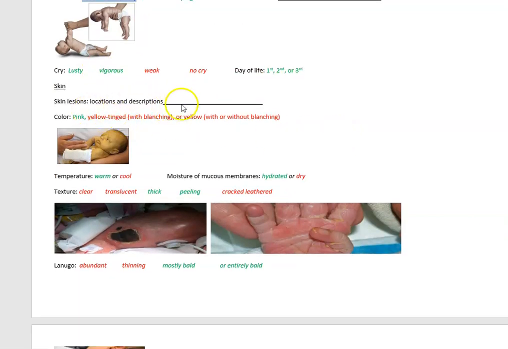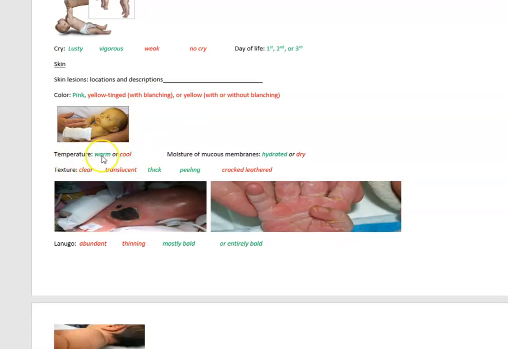Skin lesions, you would tell us the lesions and describe them. The color, we really want the color to be pink, but your red flags are here. If the baby is yellow tinged, like this baby, that gives us pause for concern that there could be some jaundice. Of course, we want our baby to be warm and not cool. We want our mucous membranes to be moist and the baby to be hydrated and not dry.